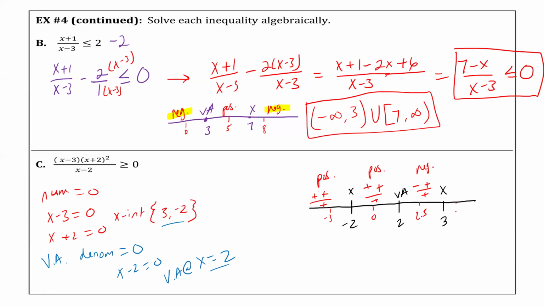All right. 4. On 4, we plug in 4. 4 minus 3 is going to give us a positive. 4 plus 2 squared is going to give us a positive. And then 4 minus 2 is going to give us a positive. So this is going to be positive. So I'm asking, when is the graph greater than 0? What am I looking for? I need to know where all my positives are.